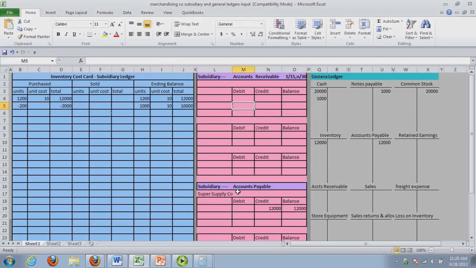And the subsidiary ledger, I need to also track that. So we're reducing accounts payable. So I'm debiting accounts payable, debiting the subsidiary ledger, and now I owe Super Supply Company only $10,000. I think that's all, hopefully.